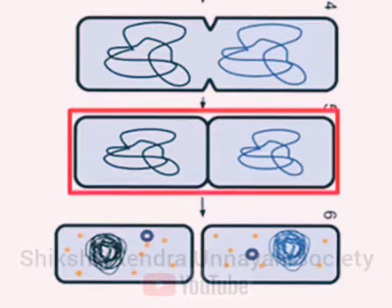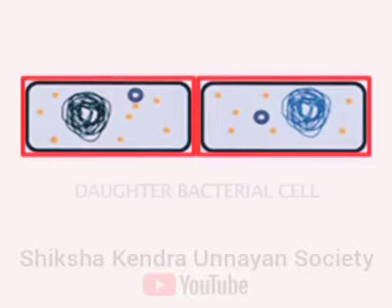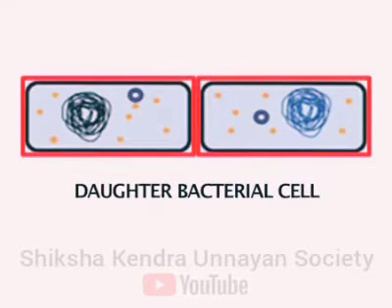A constriction, as you can see in the diagram, appears in the middle and deepens. And finally, it results in the formation of two bacterial cells which separate from each other. Each one is a daughter bacterial cell which has its own DNA and is capable of independent existence.